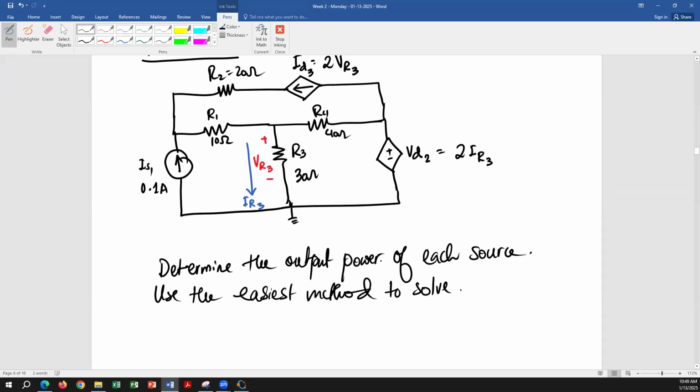Let's apply mesh analysis. So let's go ahead and we know that the mesh current, this is IS1. The mesh current here is ID3. So this is the only mesh current that we don't know. Let's call this mesh current ID2, corresponding to VD2.